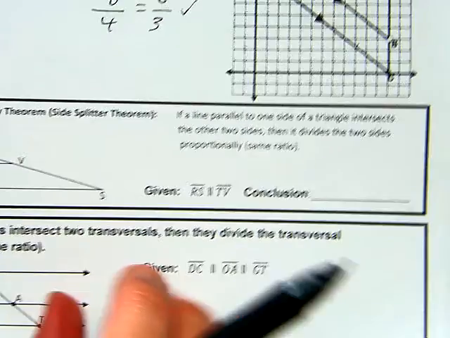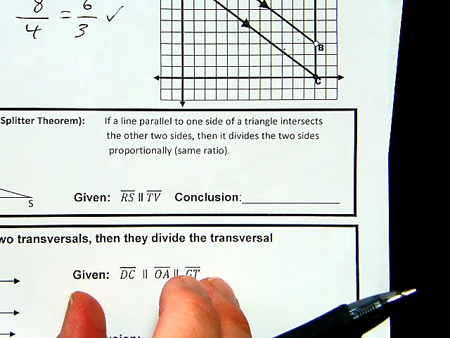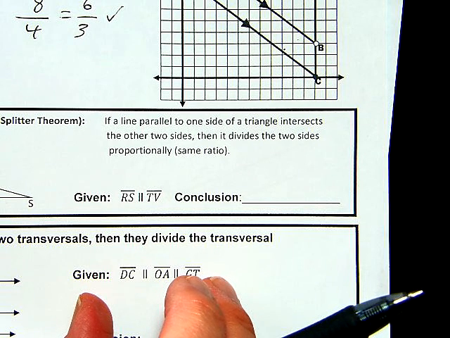And the theorem reads that if a line parallel to one side of the triangle intersects the other two sides, then it divides the two sides proportionally, or in other words, divides them in the same ratio.